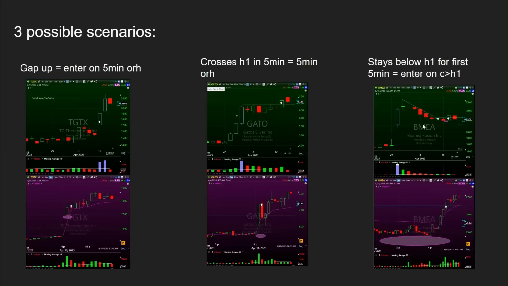So these are the 3 possible scenarios in the morning, every day, right at the open. And based on how the stock is opening and based on how it does in the first 5 minutes, I decide which entry tactic to use.